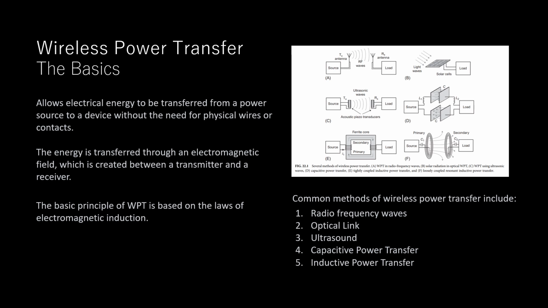Some common methods of wireless power transfer include radio frequency waves, which is a very common method of transmitting data, as the waves can propagate through vacuum. RF waves are also used to transmit power in microwave ovens.